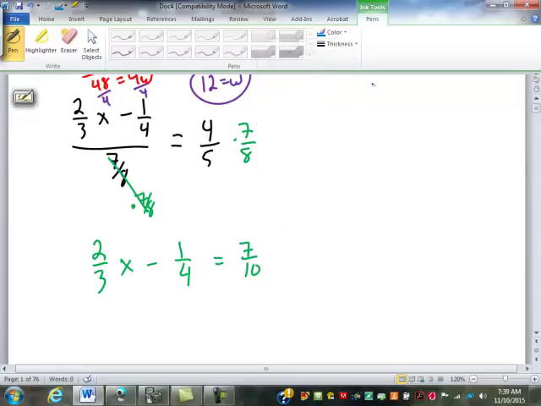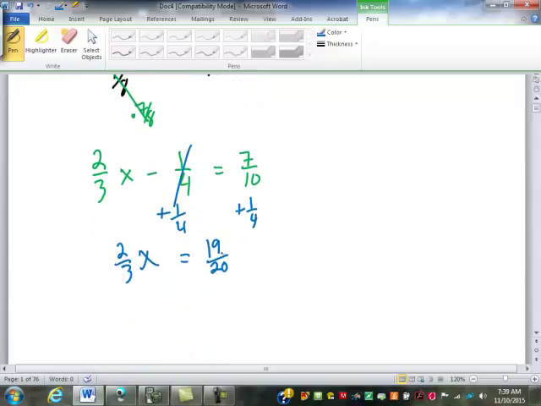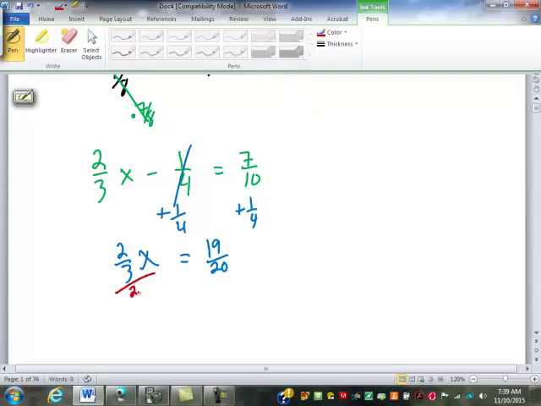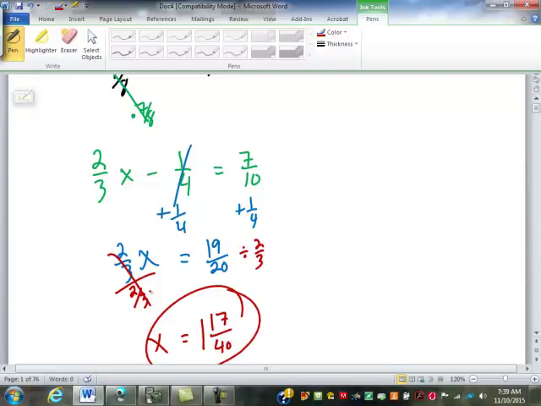Then what? Add a fourth, add a quarter. So 2/3 x equals 19/20. Then what? Divide by 2/3. X equals 1 and 17/40. Questions?